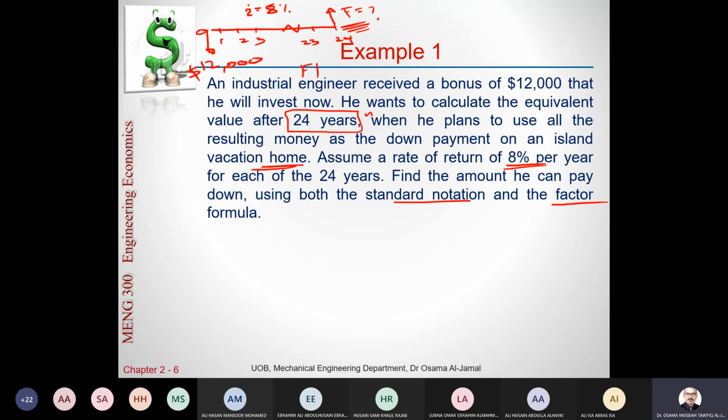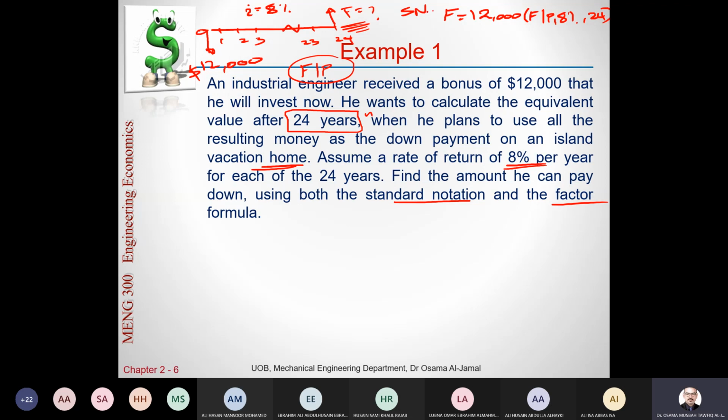Not only F given P. I know that, but give me the full standard notation. F equal to P, direct substitution: 12,000. F given P, just so we are clear. Given P, yes, 8%, 24 years. This is the standard notation.